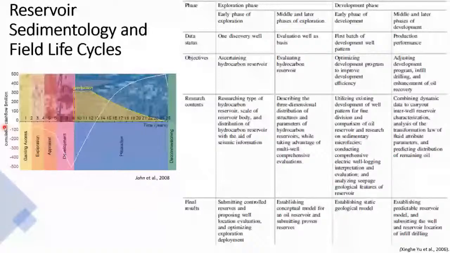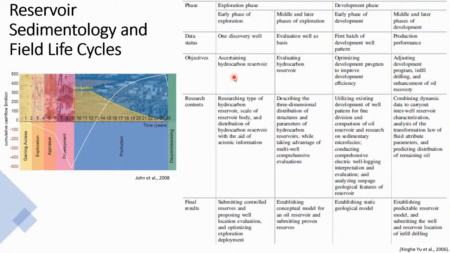So in the exploration phase, you will try to find out where the reserve is. So let's go here. This is the exploration phase, and this is the development phase. As exploration, you will start with one well. So imagine that you just go outside and you try to find out where you can find the reservoir in an area. Maybe you don't have any nearby wells. That's why if it is a discovery, the objective is to understand the hydrocarbon reservoir: what type it is, what the depositional environment is, and try to get as much information as you can.